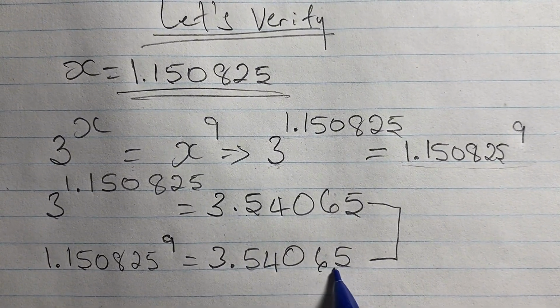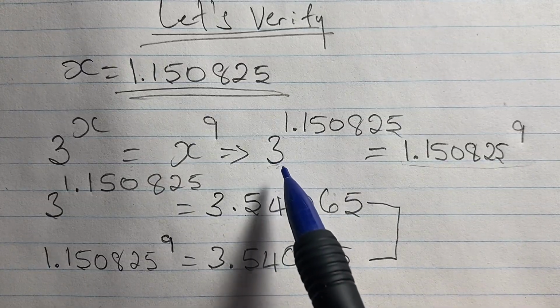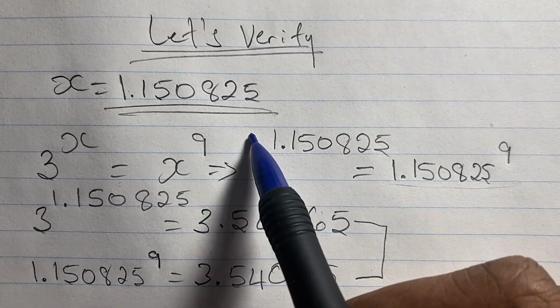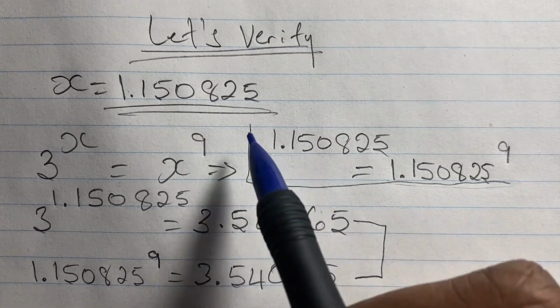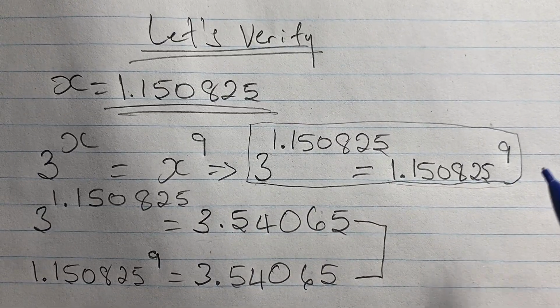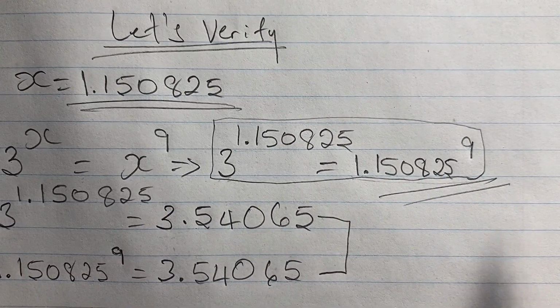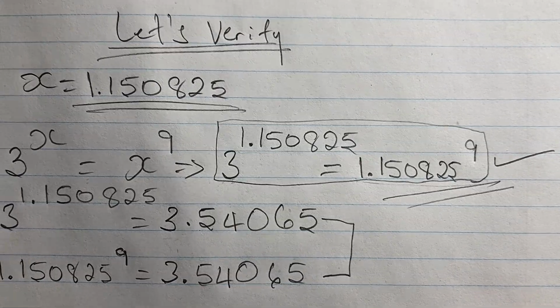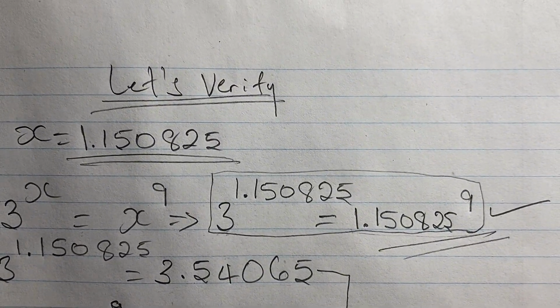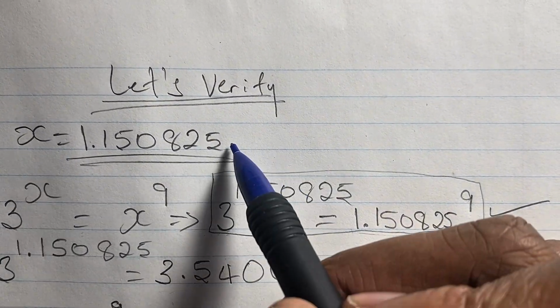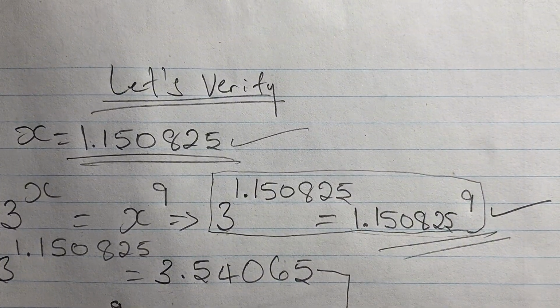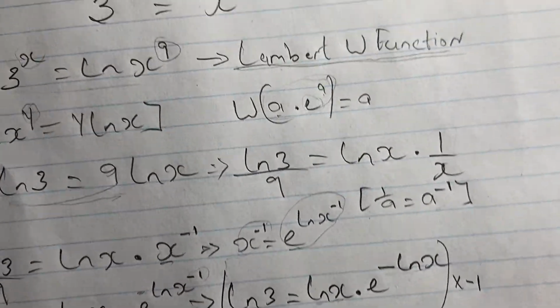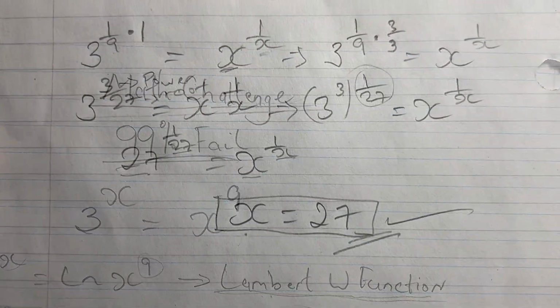Our solutions are verified. We see that they are indeed the same. So we see the same here and here. So we can see then that these expressions are the same. And this wraps up our solutions for x. So we said that x is equal to 27. And here we see that x is equal to 1.150825.